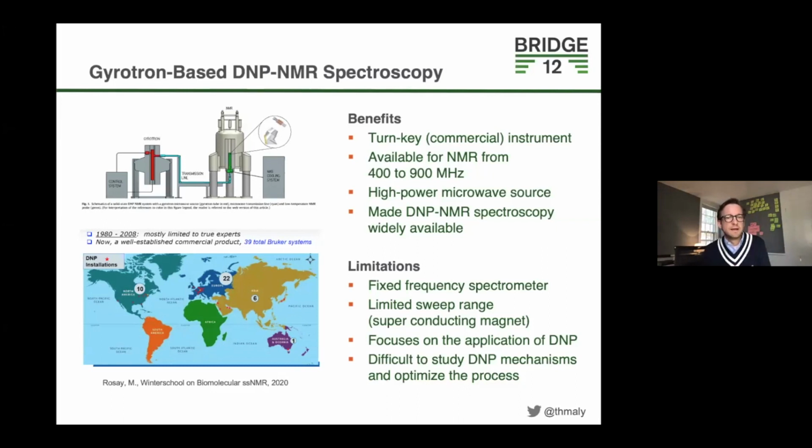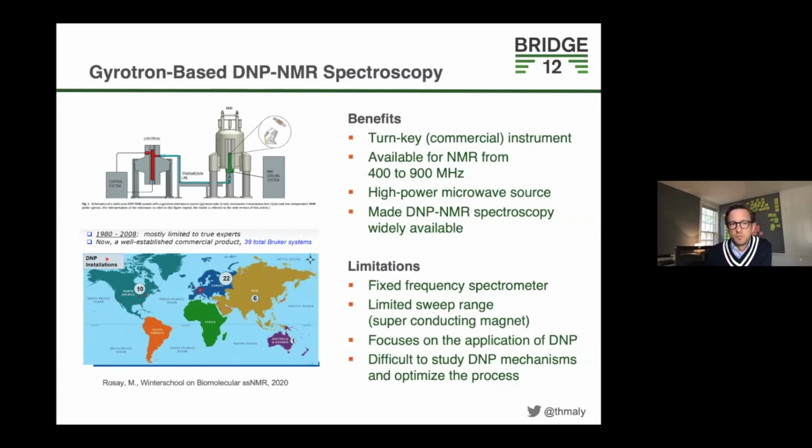However, there are limitations to that system. If you're not interested in straightforward applications, but you would like to use the instrument to develop new polarizing agents, new polarizing methods, then there are some limitations to the system. Mainly because the Gyrotron is a fixed frequency source. There's sometimes some tunability to the Gyrotrons, but really it is a fixed frequency source, and that makes it a fixed frequency spectrometer.